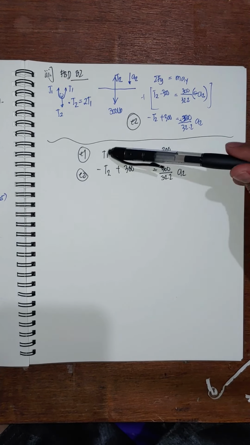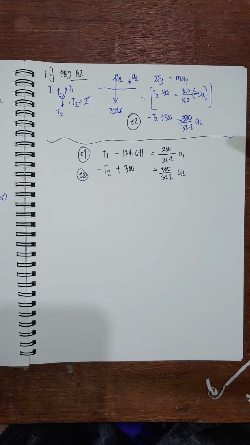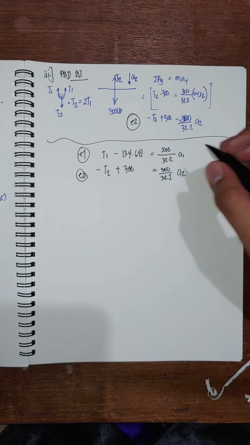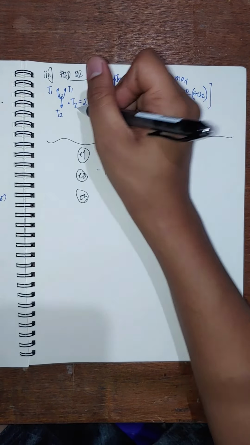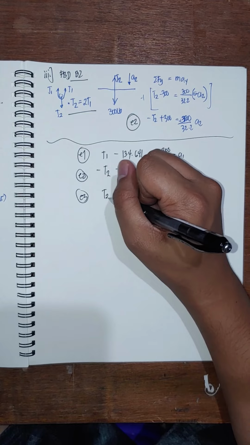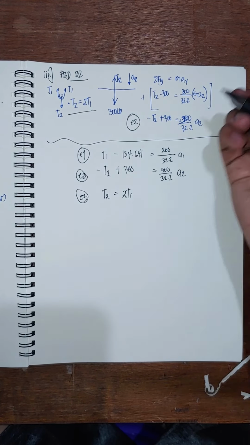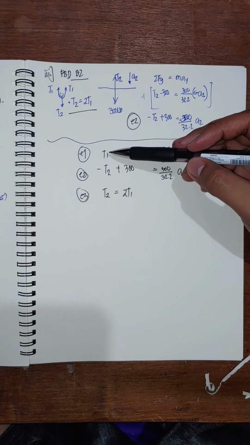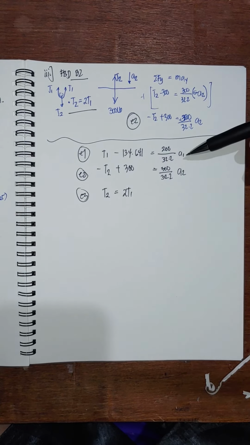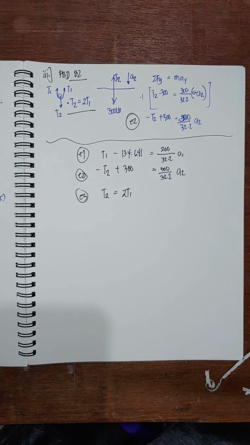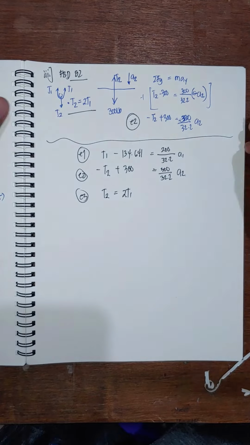So we have 4 unknowns: 1, 2, 3, 4. It means that we need 4 equations to solve this problem. So we already have our equation 3, this relationship: T2 is equal to 2T1. Since we established the relationship of tension 1 and tension 2, now there is also a relationship for the accelerations.